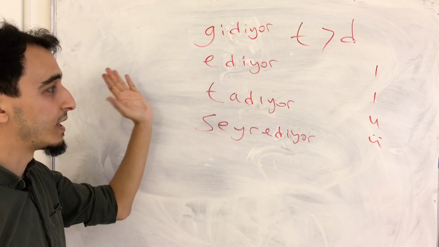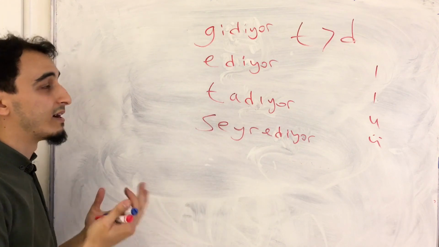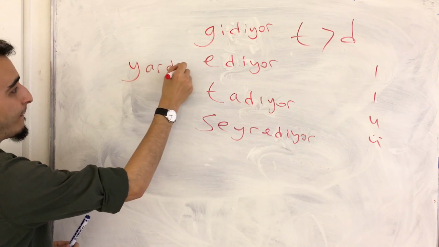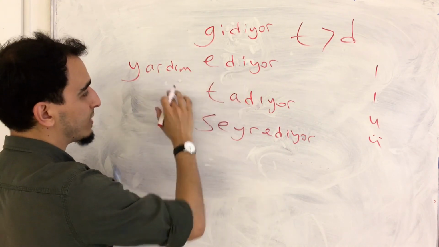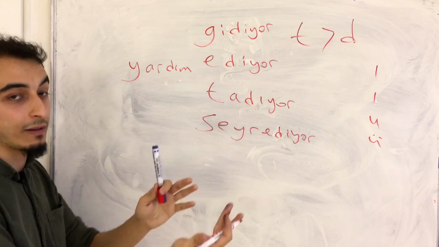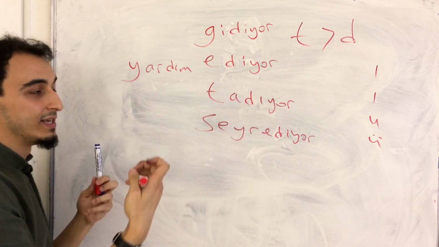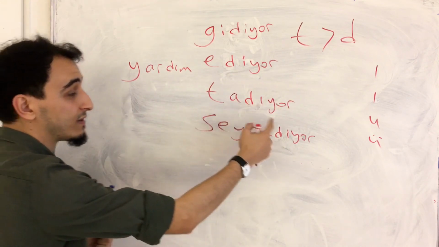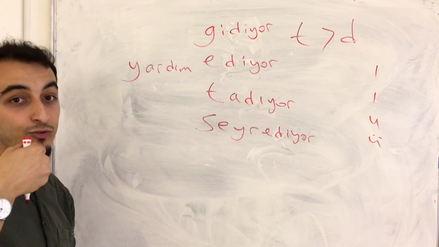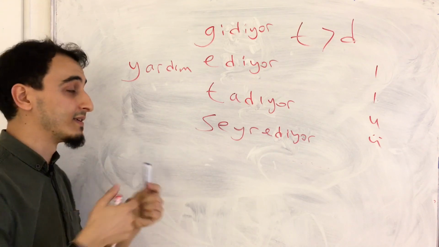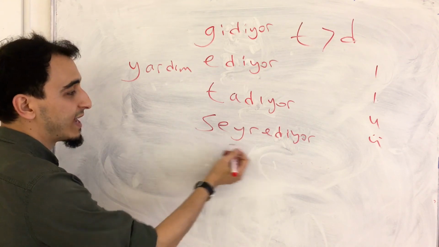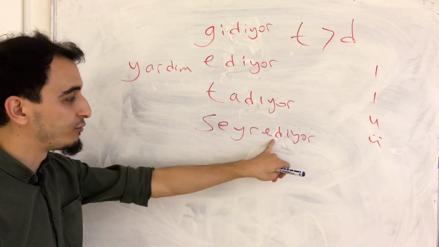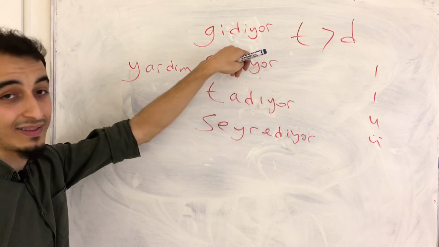Ben yardım ediyorum. Yardım is help, for example, but with etmek, yardım etmek is to help. So yardım ediyor, like he or she is helping. Ben yardım ediyorum. Ben tadıyorum. Yemekleri tadıyorum. I'm tasting the meals. Seyrediyorum. Televizyon seyrediyorum. I'm watching TV. So they all become de.